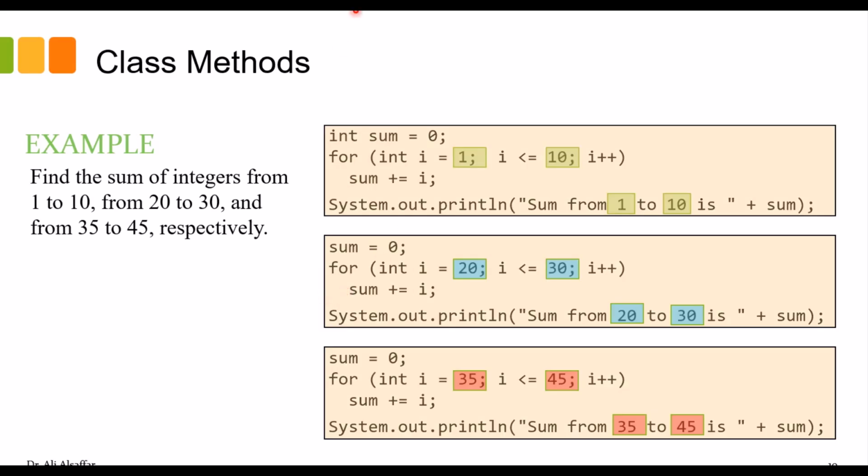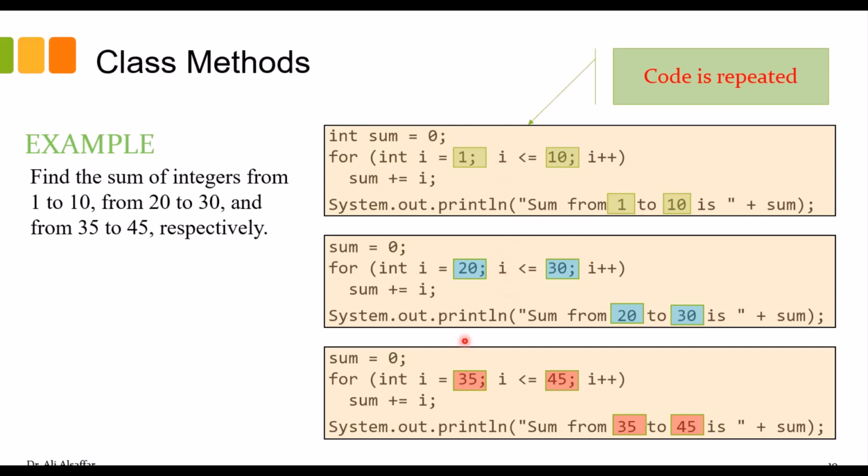If you notice now, there is a duplicate. These 3 loops are the same. Here you have integer sum equal to 0. Here you don't define sum because you already have defined it. But the for loop in this line, the for loop in this line, and the for loop in this line are the same, except these are changing the initial and the final value. So we have a repeated code. So here we say that code is repeated.